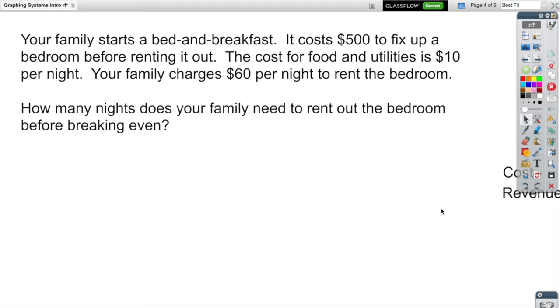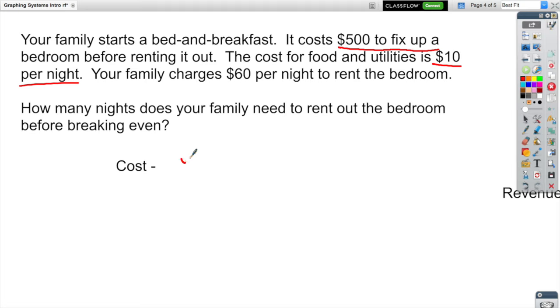So we're looking at how many nights does your family need to rent out the bedroom before breaking even? Because obviously it costs something to get the business started before you actually start making a profit off the $60 per night. So in fact, let's write two equations that go with this. Let's write an equation for cost. So if you think about what the cost would be, it says right here, let me underline these important parts here, the cost to fix things up before renting, and then another $10 per night for food and utilities. So we would come up with an equation like this.